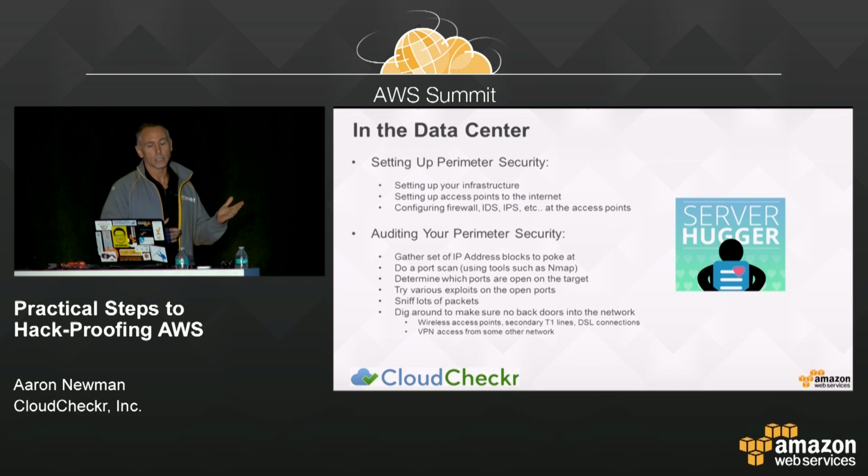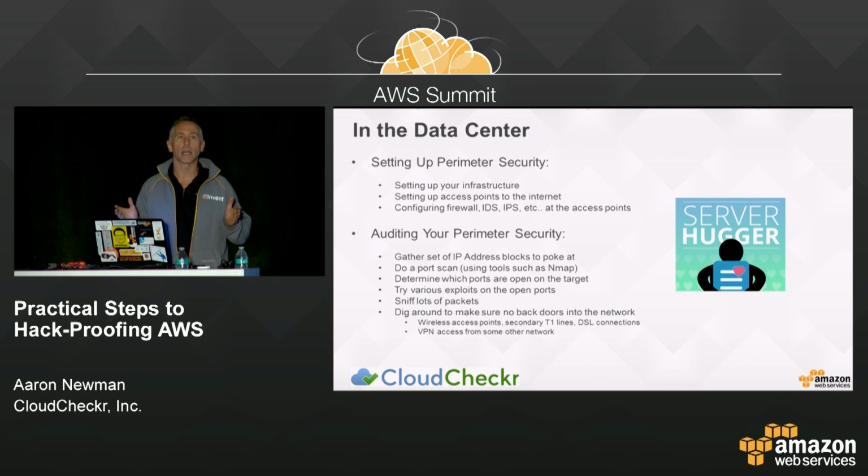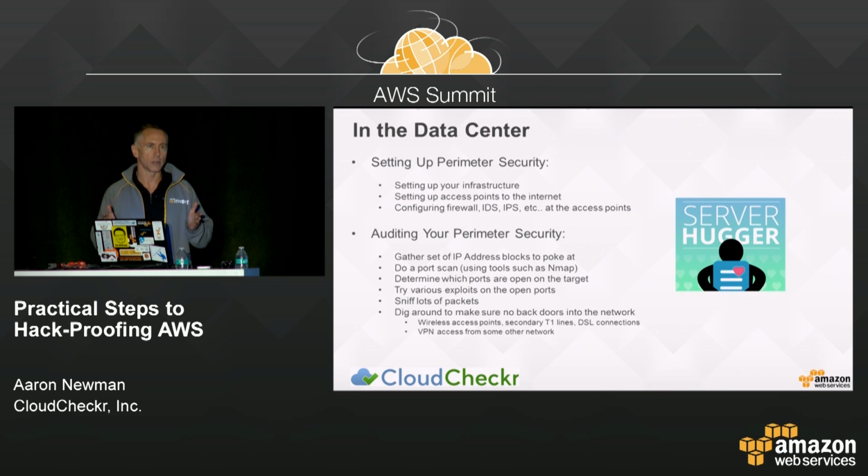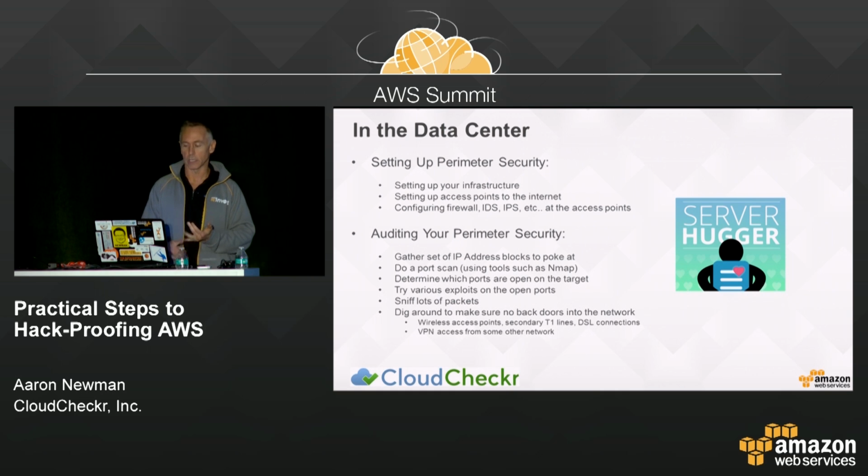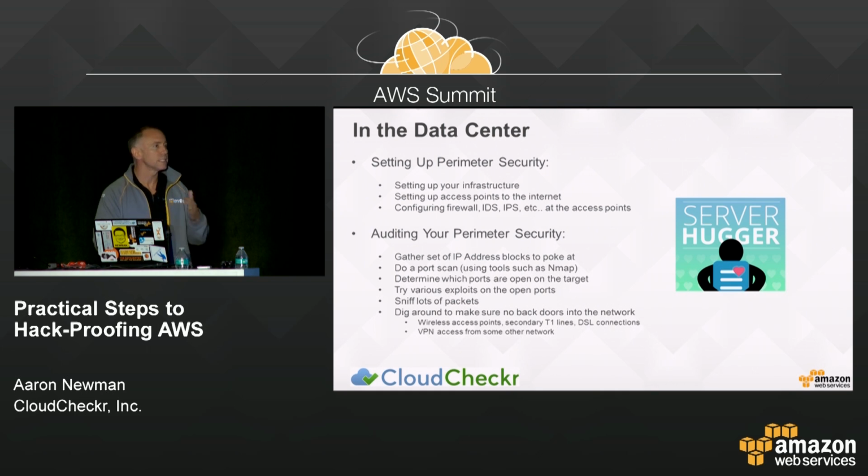So when you wanted to audit your security, you'd gather up, okay, I know what my public IP addresses are. I know what my blocks are that I own from my colo host provider, whoever it is. I gather those up and then I start poking at them. I poke at them by doing things like port scans using tools like Nmap. I look at vulnerability assessment tools. I hire a pen testing team to try to break into that. I figure out what's open. I try exploits on open ports. I sniff a lot of packets to see what's going on. Dig around for things like who's hosting a wireless access point from their office that is not properly secured. Are there secondary T1 lines? These are all the standard things that somebody does to assess perimeter in the data center.